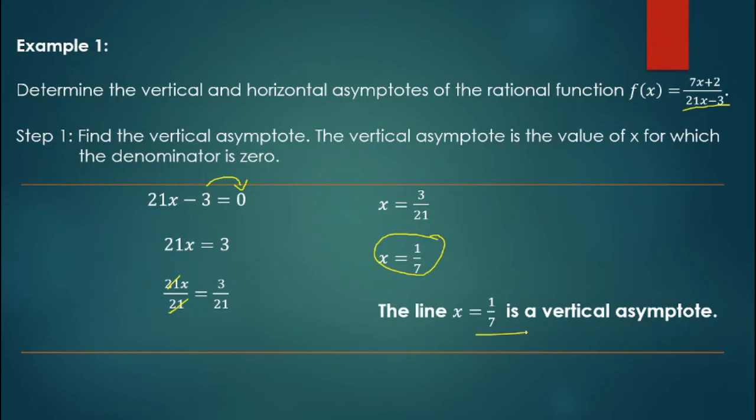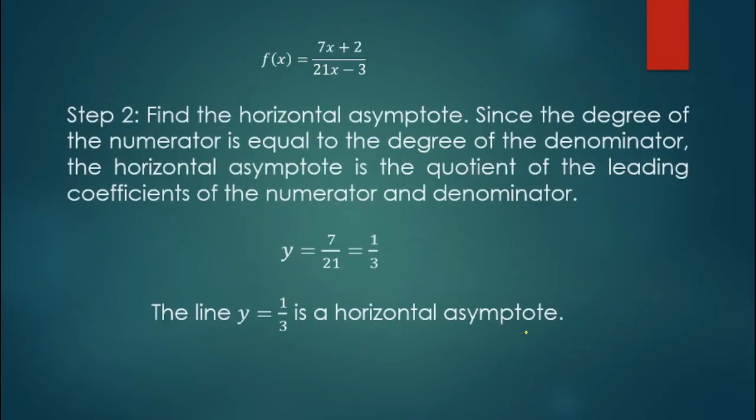Next, for step 2, horizontal asymptote, since the given is in the first case, the degree of numerator is equal to the degree of denominator. So the degree of this is 1. So pareho silang 1 ang exponent. So ang kailangan lang natin gawin is to divide the coefficient, which is 7 and 21. So ito lang yung kukunin natin, 7 divided by 21.